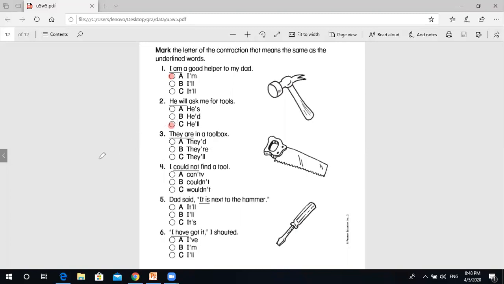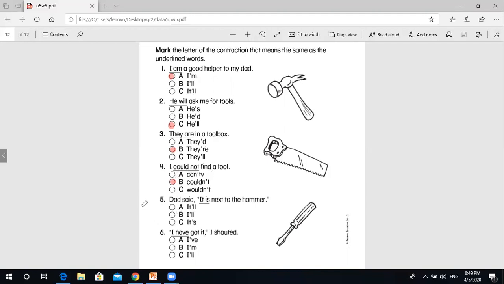They are in a toolbox. They are. Just remove the letter A to be they're. I could not find a tool. This is the second case for the contraction. I could not, couldn't.